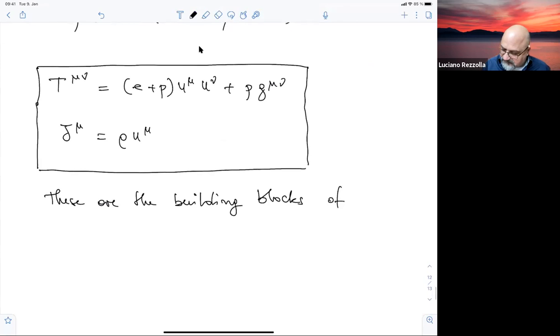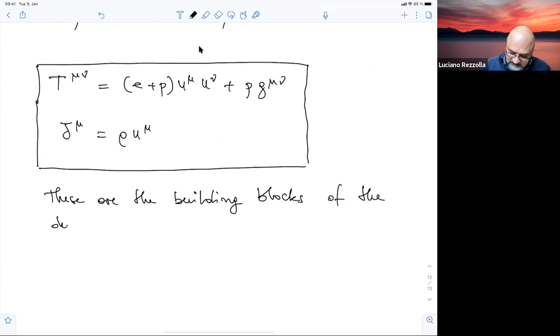These are the building blocks of the dynamics of fluids, of fluid dynamics.